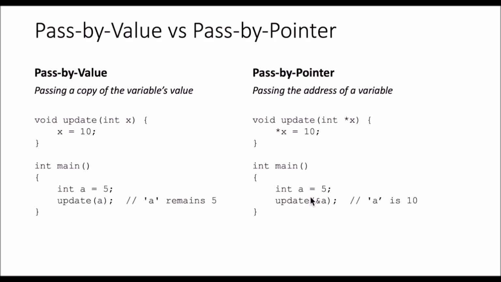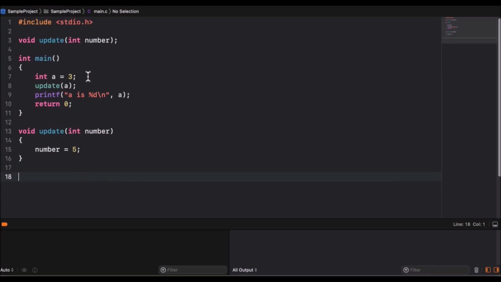Let's take a look at another code example. In this program I have a function prototype named update that expects a single integer as input. I implement this function prototype at the bottom of my program by providing a function implementation where I assign 5 to the parameter number. Now let's take a look at the main function. Here I declare an integer named a and I initialize it to 3. Then I call the update function by passing a to that function. And finally, I print out the value stored in a to the console. This is after the function was called.